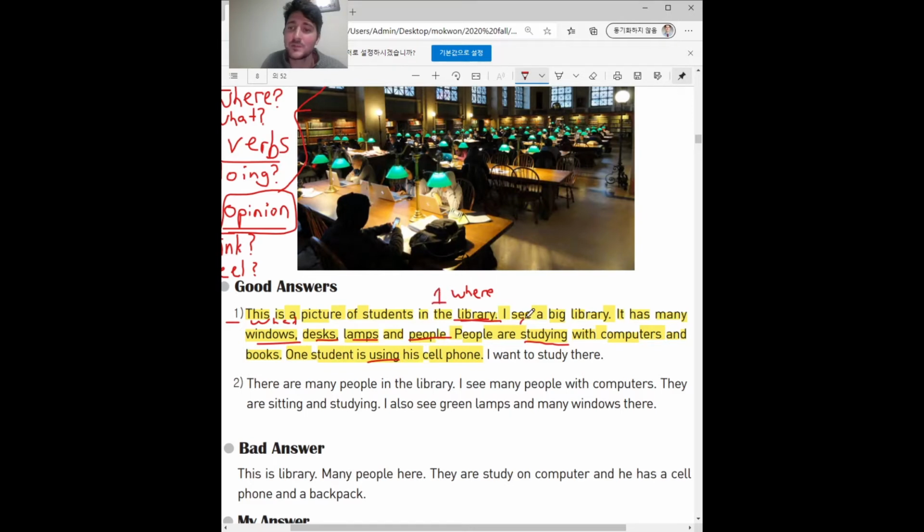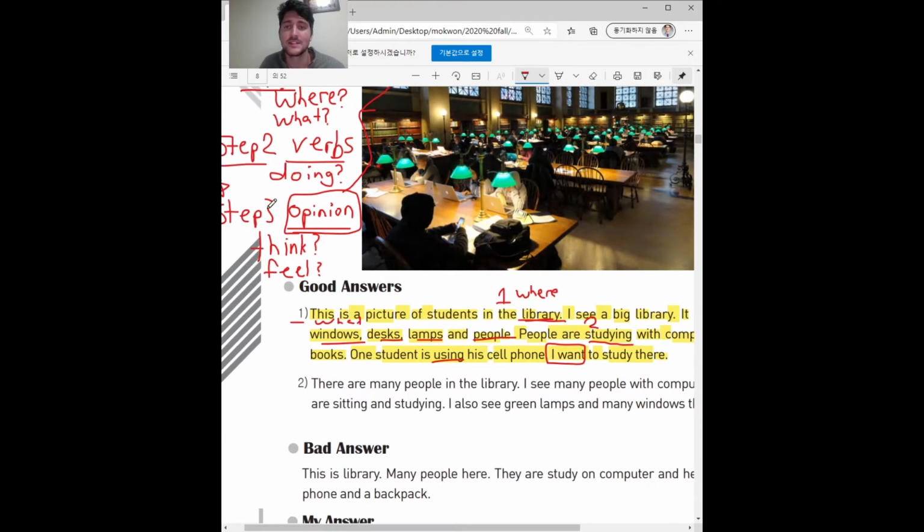We have step 2. The last one, we need to make the answer a little bit special. We need an opinion. 의견 필요해요. 남아는 거. I want to study there. Right? 이런 말. I want. I think. I feel. 그런 말 쓰면 that is opinion. Okay. Let's try another one.